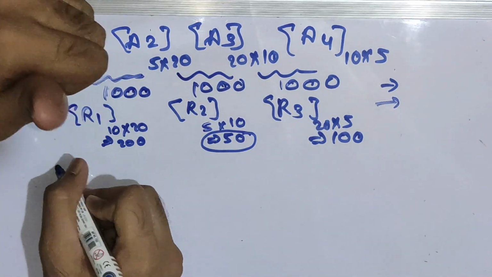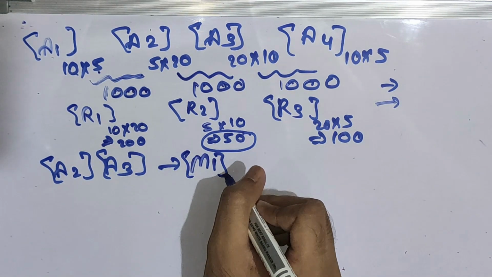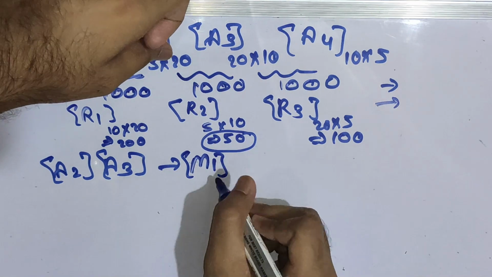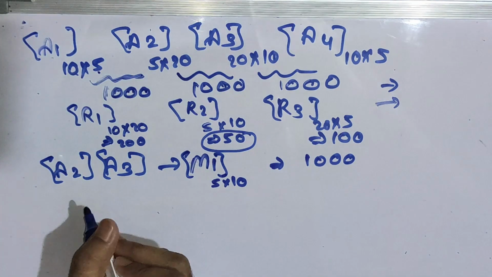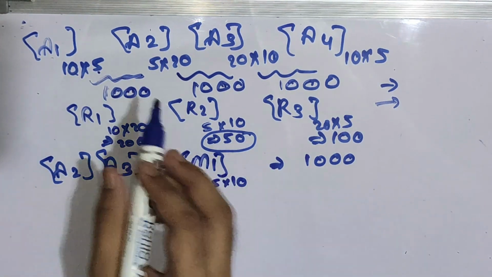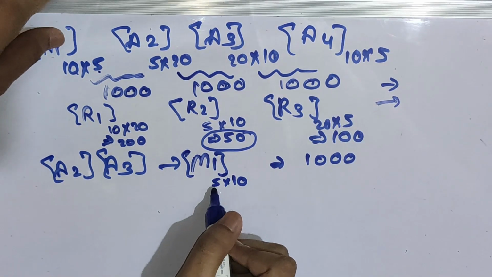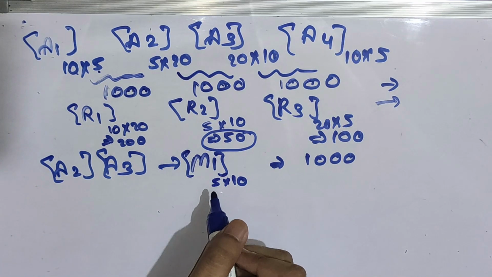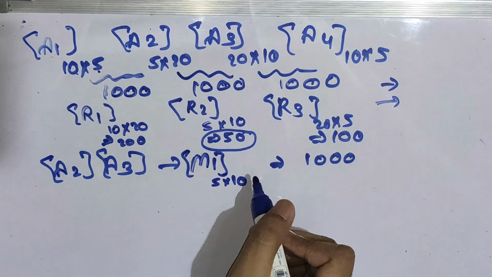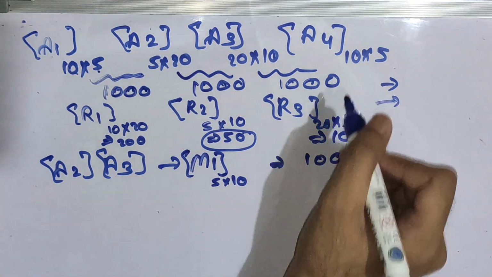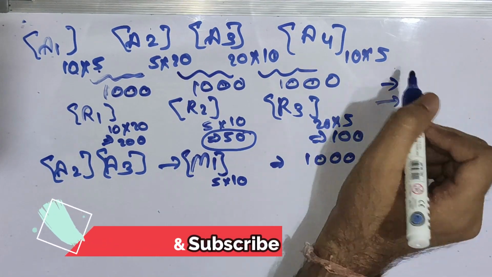If you multiply this A2 and A3, let's say the resultant matrix is M1 and the dimension is 5 by 10, and the scalar multiplication is 1000. Now this M1 can be multiplied with this A1, and it can be multiplied with this A4. So if you multiply this M1 by A1, you will get the number of multiplications as 5 into 10 into 5, so basically 50 into 5 is 250, and if you multiply this matrix with A4, you will get 5 into 10, 50, into 5 is 250 again. 250, 250. So you will go to the second step again.